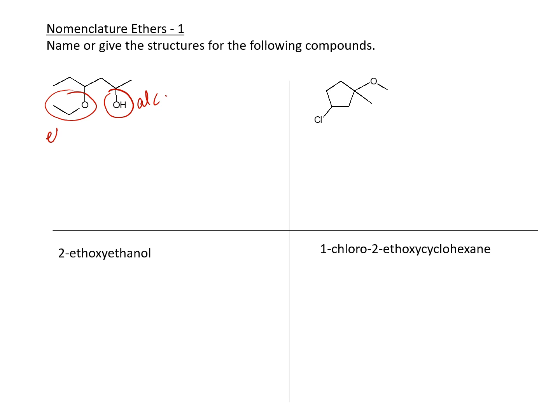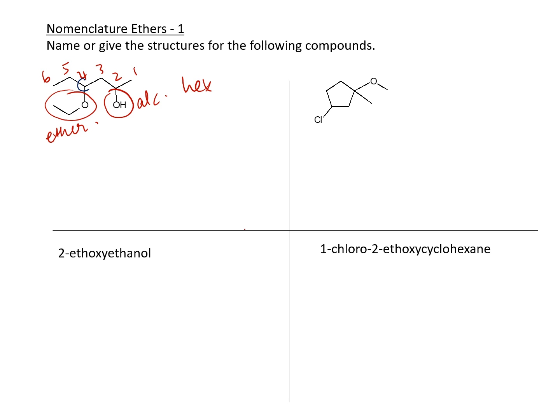So alcohol, ether. Because my alcohol is on the right side, I will go ahead and start my numbering from the right-hand side. So 1, 2, 3, 4, 5, 6. Okay, so that means I have a hex going on there. So hexane, hexanol, whatever. And I don't have any other substituents.